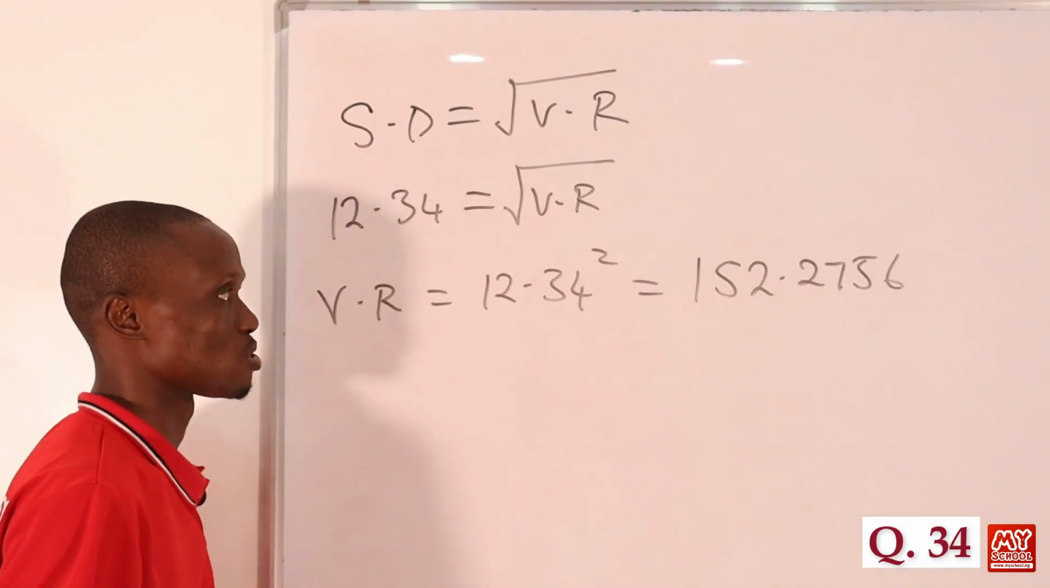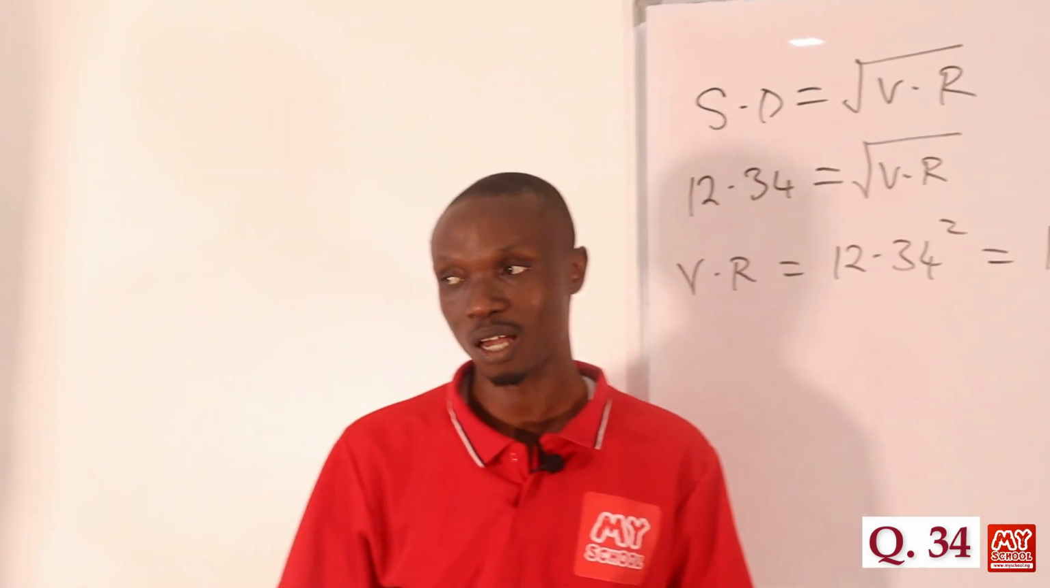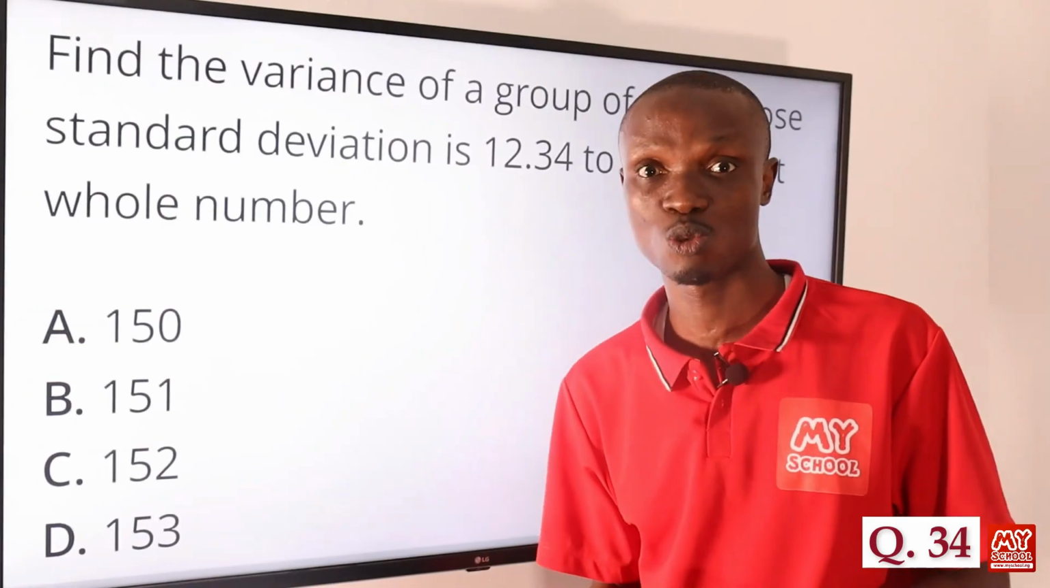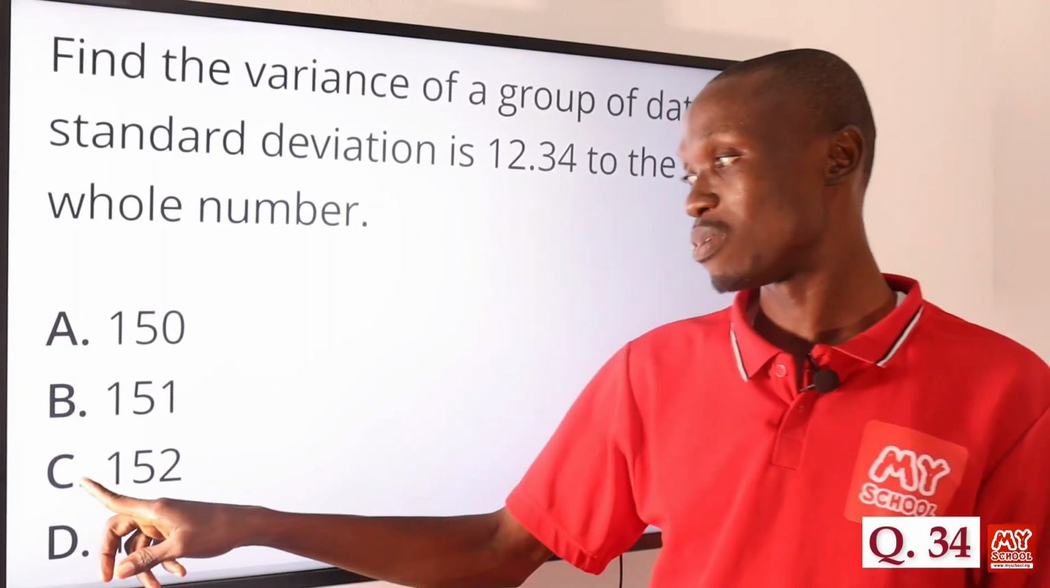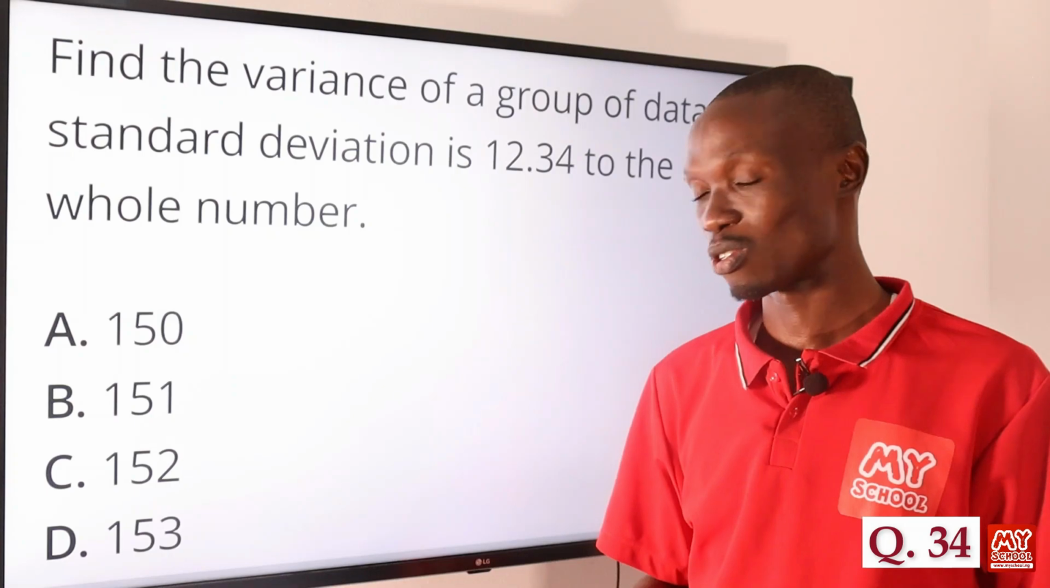So let's return back to the screen to pick the correct answer to this question. From our calculation, our value was 152 to the nearest whole number, and that makes option C the correct answer to this question.